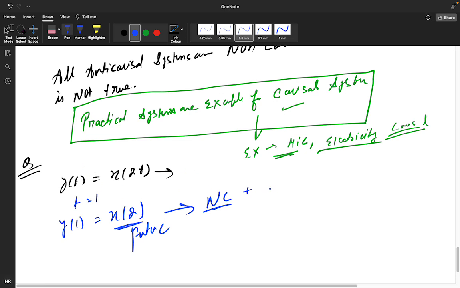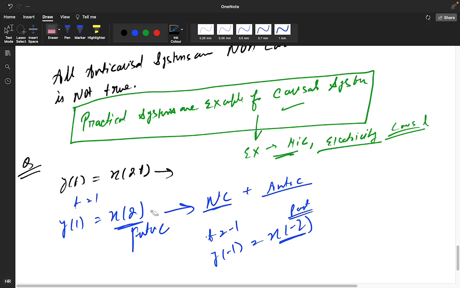Why is it not anti-causal? If you put t equal to minus 1, then y of minus 1 is equal to x of minus 2, so in this case it depends upon the past value. But for anti-causal it should always depend on the future value. So this is not anti-causal, it is non-causal only.